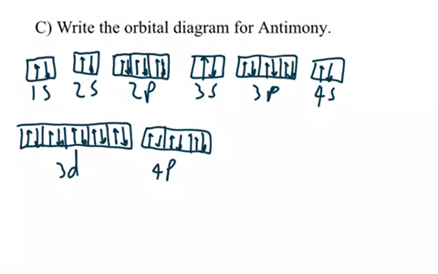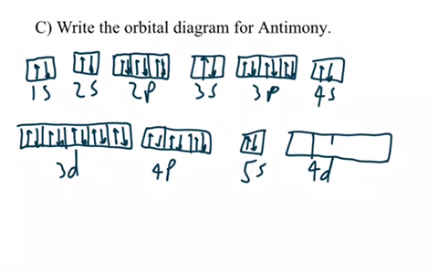And then now we're going to go to the 5s. Back to an s, so it'll be 1 box. Then it will be 4d. And for a d, I'm sorry, we're going to put 5 boxes again. If there was an f orbital, you would make 7 boxes. And then follow Hund's rule, fill them in.